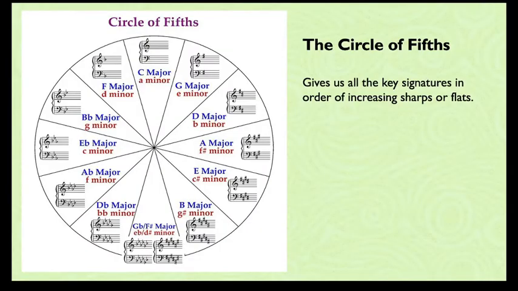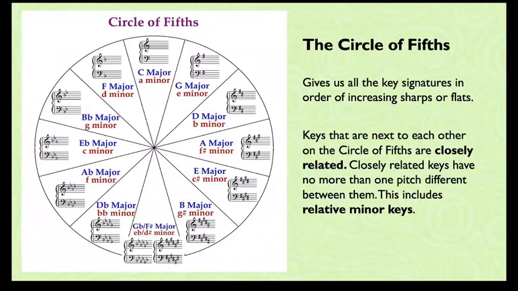The circle of fifths shows all the possible key signatures of the diatonic scale, in order of increasing sharps or flats, depending on which direction you go around the circle. Furthermore, it shows us important relationships between the keys. Keys that are next to each other on the circle of fifths are closely related.